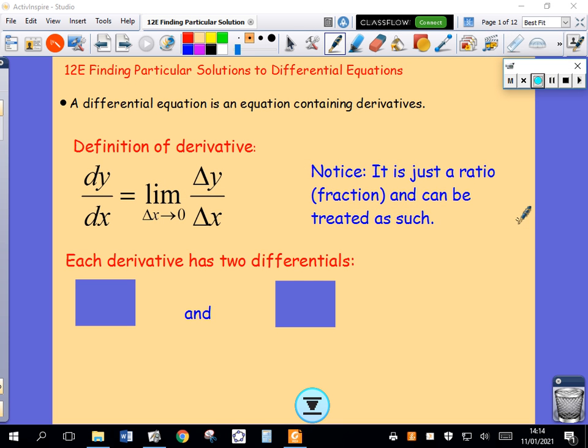Okay, so in this lesson I want to look at finding particular solutions to differential equations.